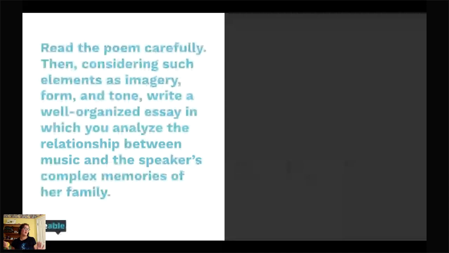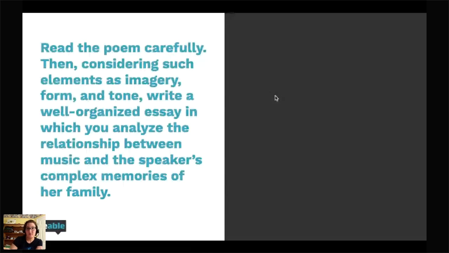So here's another prompt. This is a Q1, completely different one, but kind of similar questions. Read the poem carefully, then considering such elements as imagery, form, and tone, write a well-organized essay in which you analyze the relationship between music and the speaker's complex memories of her family. So what kinds of questions are you answering in this prompt? Back to you.